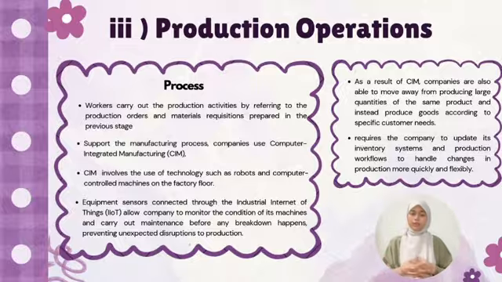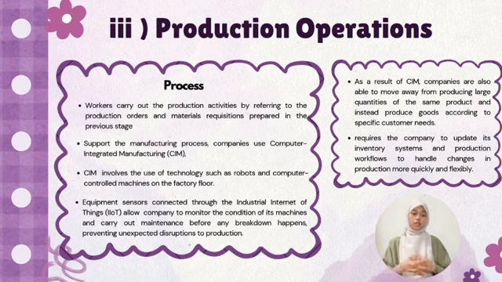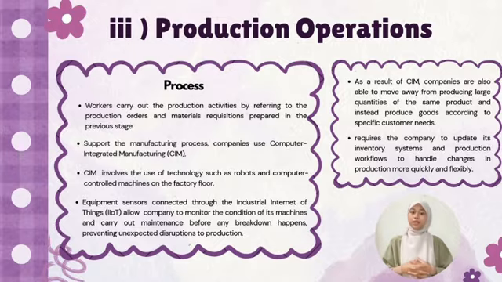On top of that, companies are increasingly using equipment sensors connected through the Industrial Internet of Things, IIoT. These sensors allow the company to continuously monitor the condition of its machines and perform maintenance before a breakdown actually happens. This is what we call predictive maintenance, and it's a huge shift from the traditional reactive approach because it prevents unexpected disruptions to production.